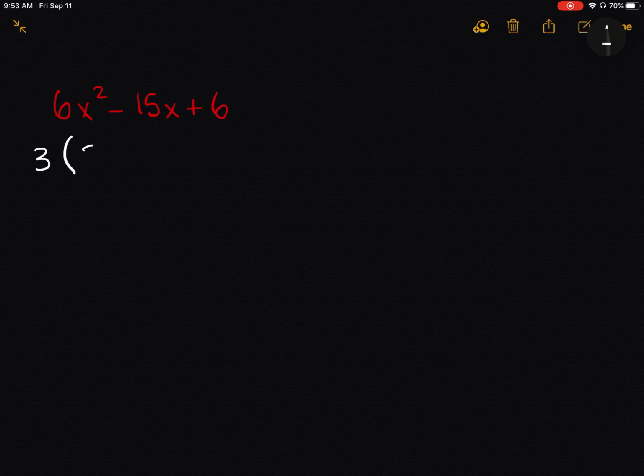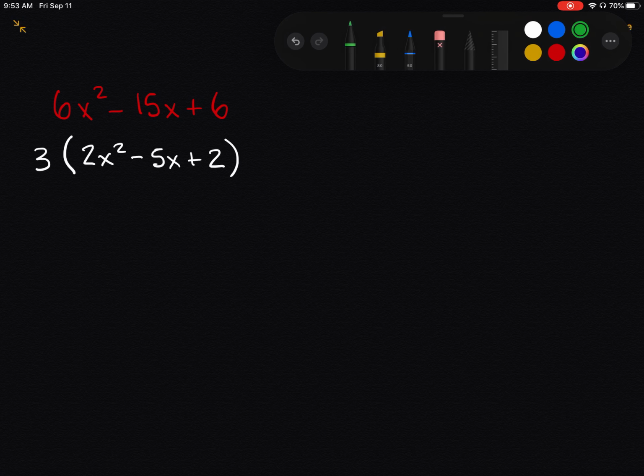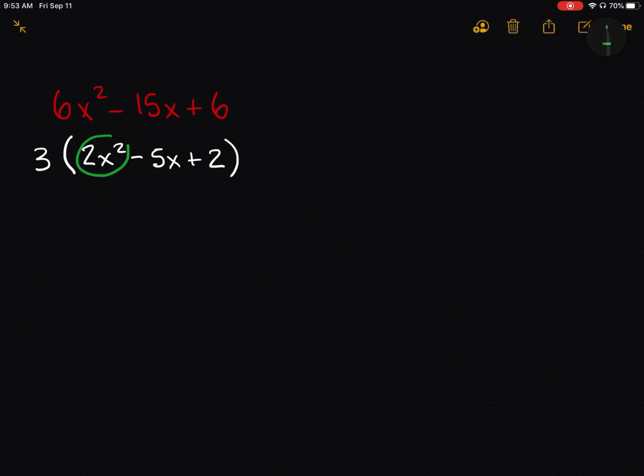So we can take out a 3, and that's going to give us 2x squared minus 5x plus 2. And for a moment, don't worry about the 3. It's just going to be in our final answer. So next, we want to do the same process we did on the previous problem, which is multiply the 2x squared, a positive 2, and that's going to give us a positive 4x squared.